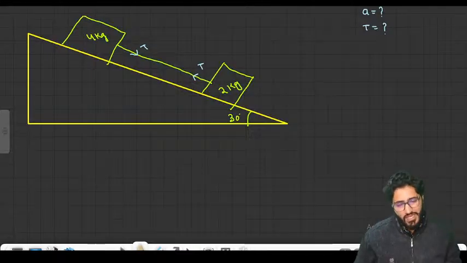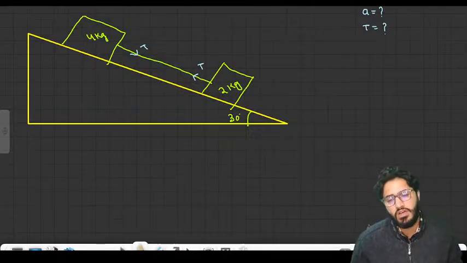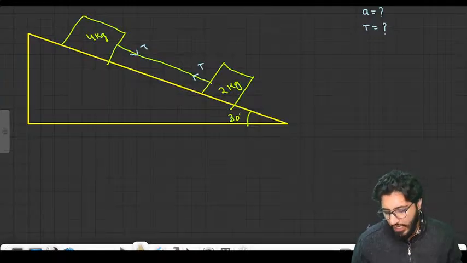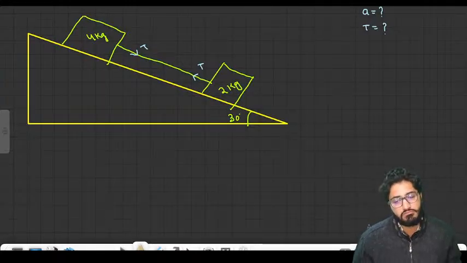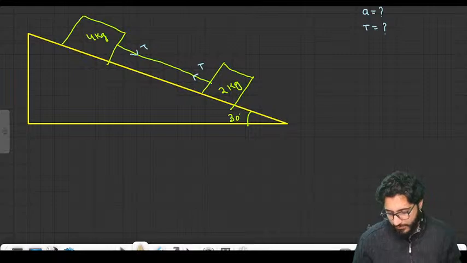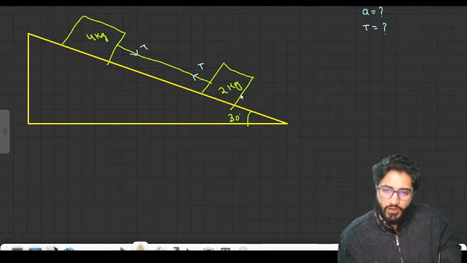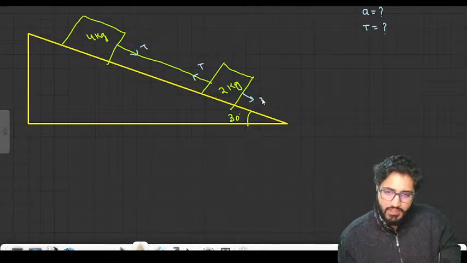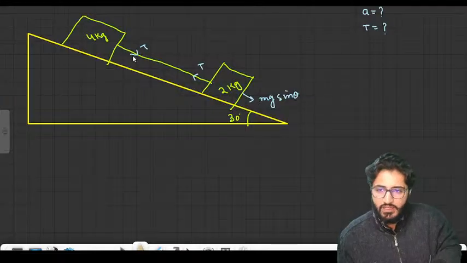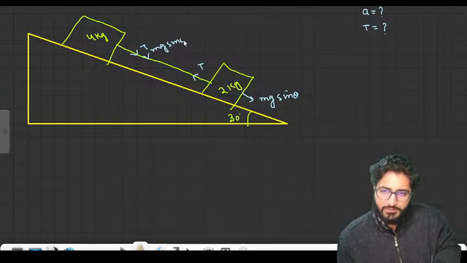Take your time now. Think about it. How we need to do these things. How many forces are being applied on it. How to do it. I guess you are done. Look now. One force will be there, mg sin theta. Same way, force will be there, mg sin theta.